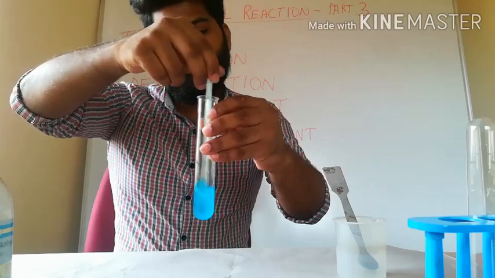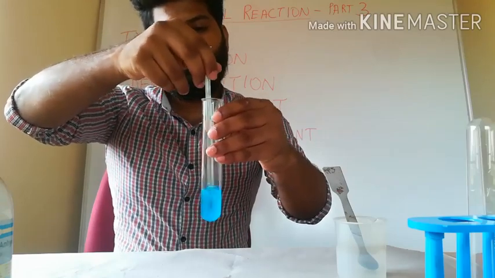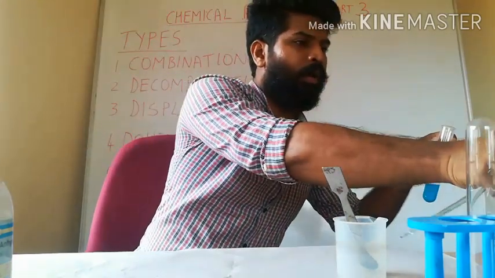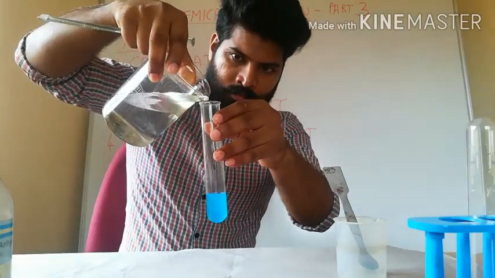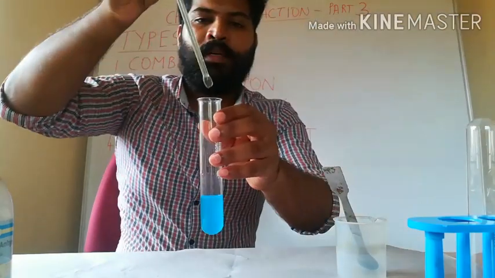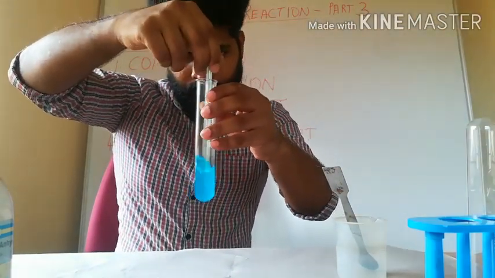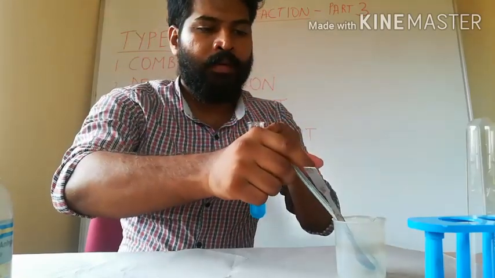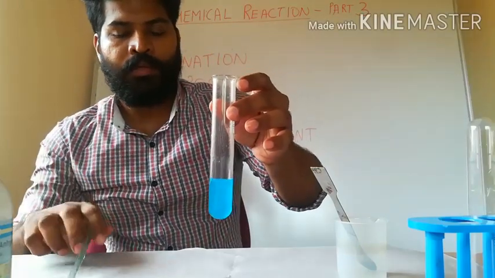So, stir it completely. If you require, you can add a little more water, just a little more water to speed up the dissolving process. And there we have it. We have our aqueous copper sulfate solution.